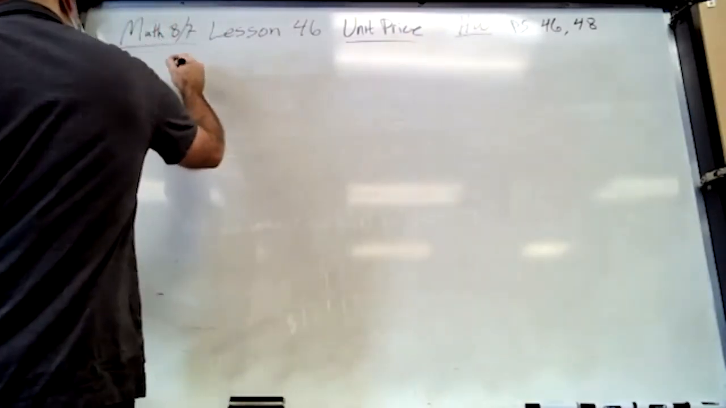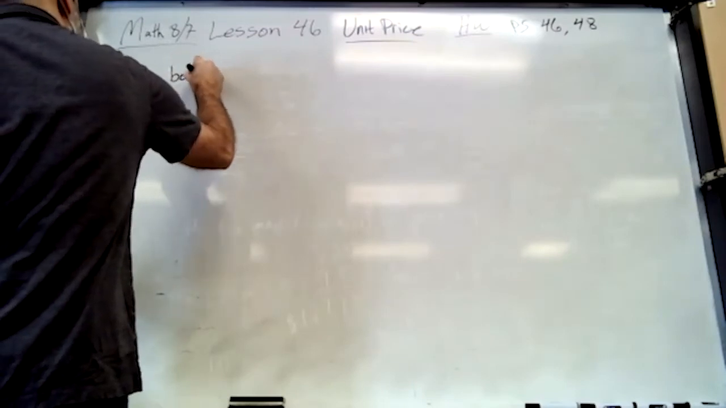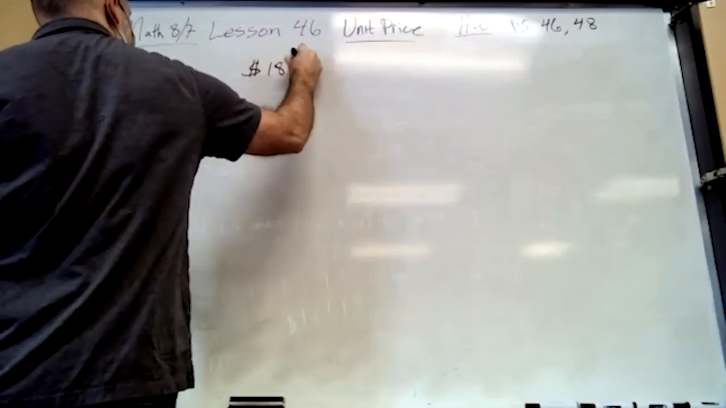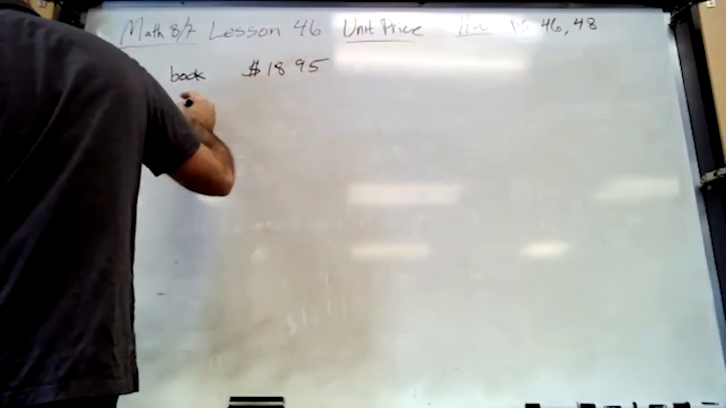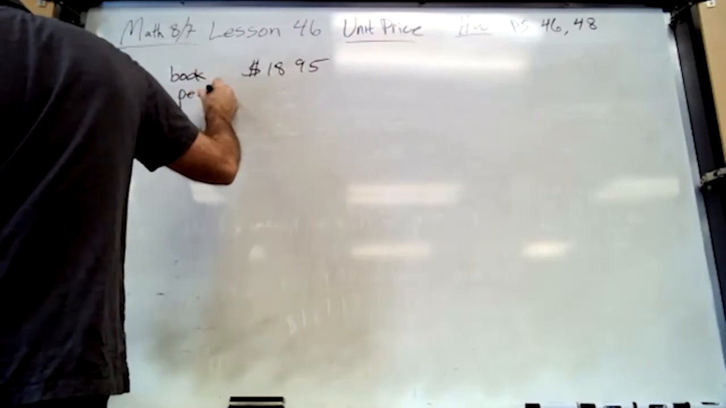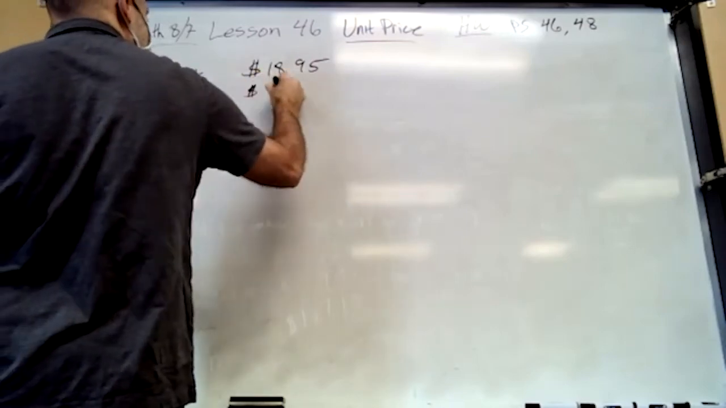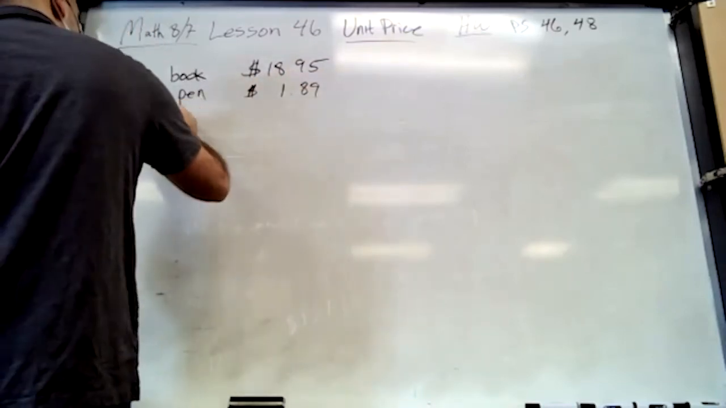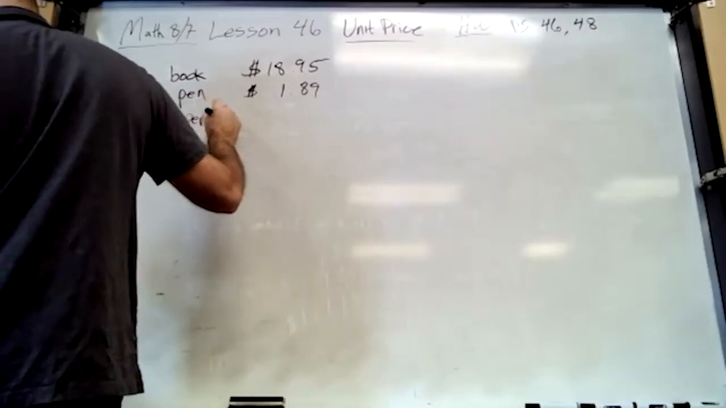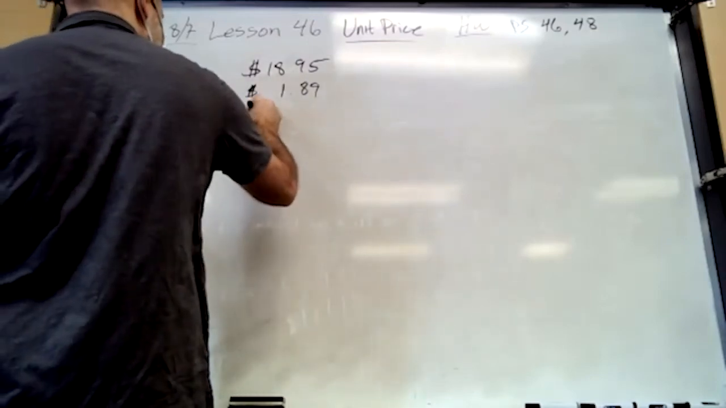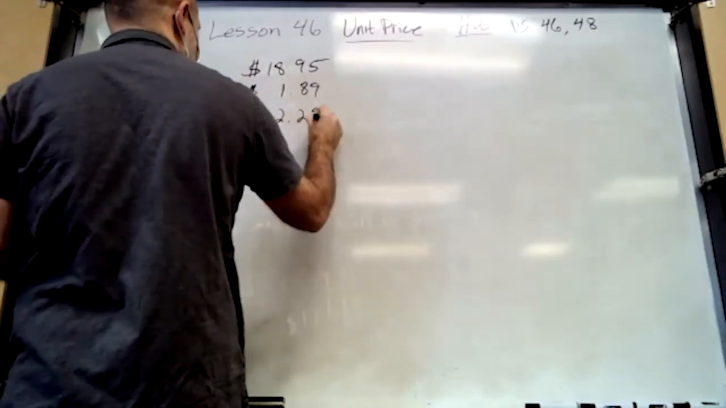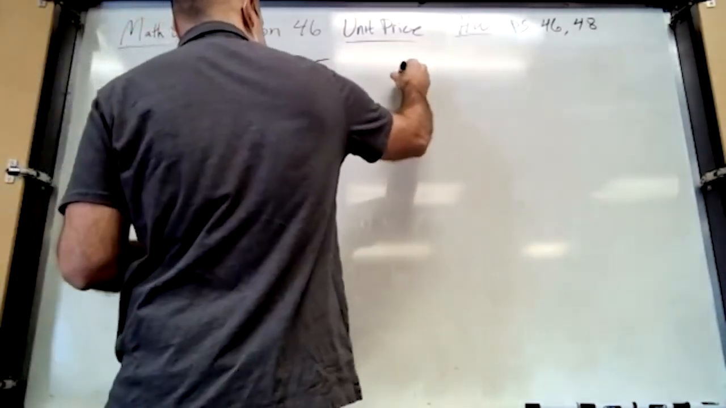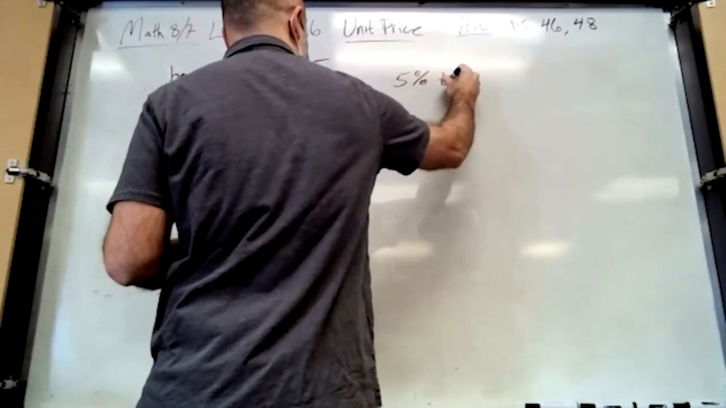Okay, let's say that we bought a book for $18.95. We bought a pen for $1.89. One pen. Yeah, it's a nice pen. We bought some paper for $2.29. Maybe it's the fancy graph paper. Okay, and then it's 5% sales tax. Let's figure out the final price.